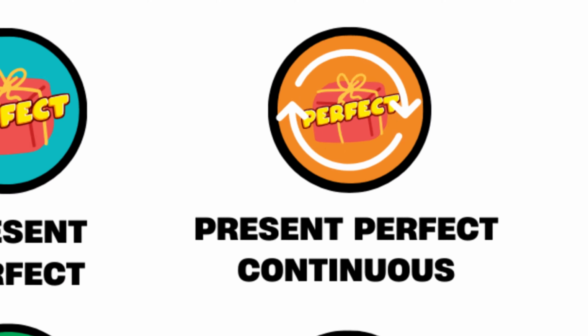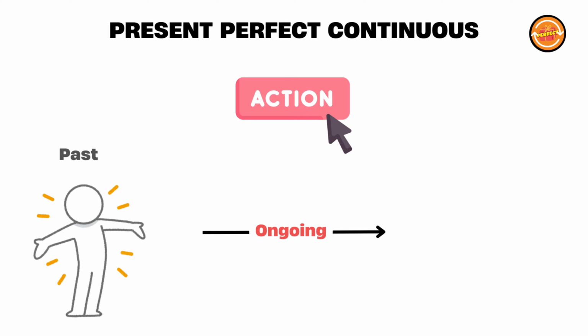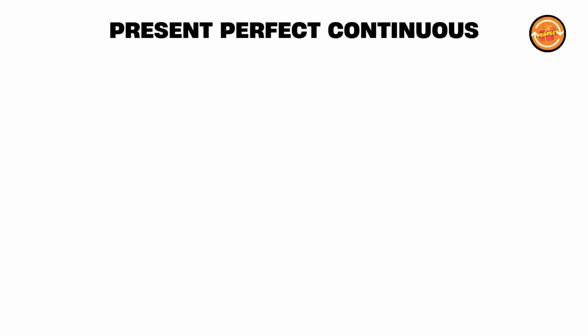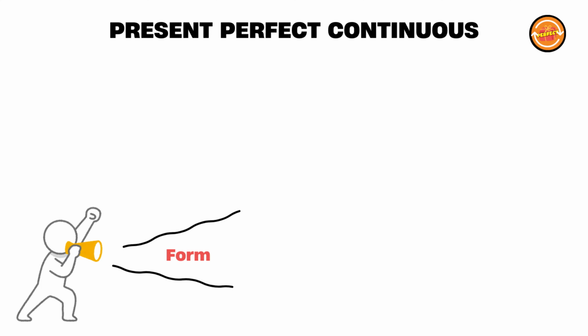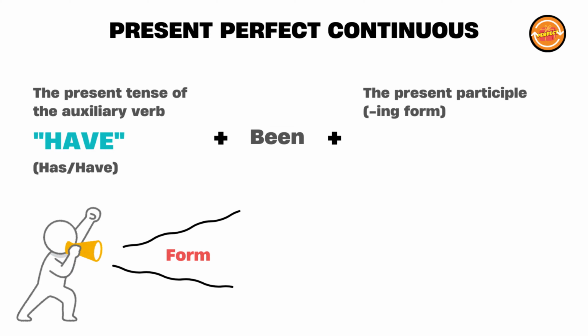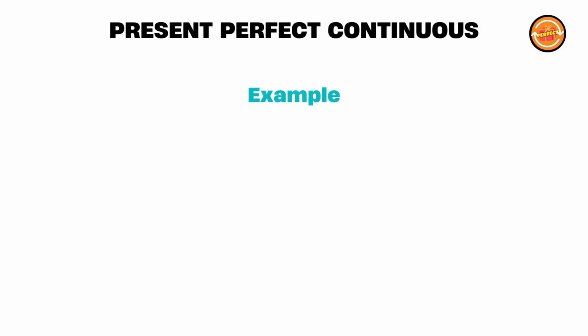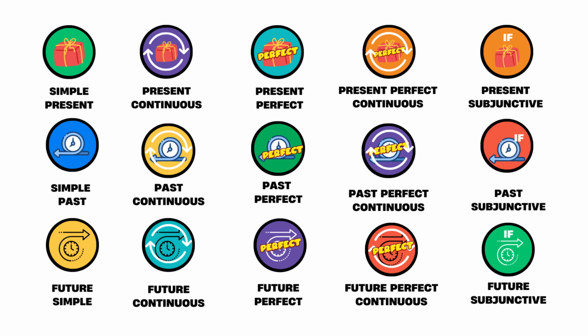Present perfect continuous indicates actions that started in the past and are still ongoing or have just stopped. It emphasizes the duration of the action up to the present moment. It is formed using the present tense of the auxiliary verb have: have, has, plus been, plus the present participle, -ing form, of the main verb. Example: we have been making YouTube videos for 10 years.